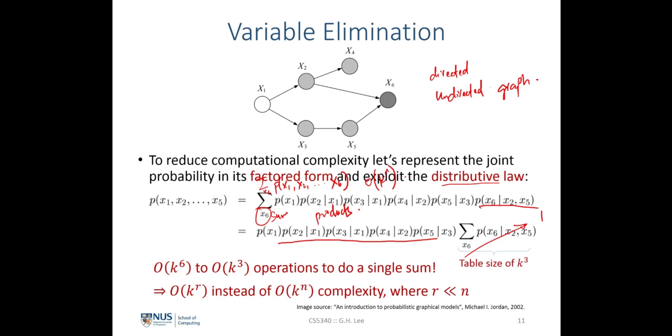So in other words, we will end up with k to the power of r operations instead of k to the power of n operations, where r is so much smaller than n. And in this example, we can directly see that instead of k to the power of 6 operations, we'll be left with k to the power of 3 operations by just operating on this particular conditional probability distribution, which is so much smaller than the joint probability distribution of all the 6 random variables that we have seen earlier.